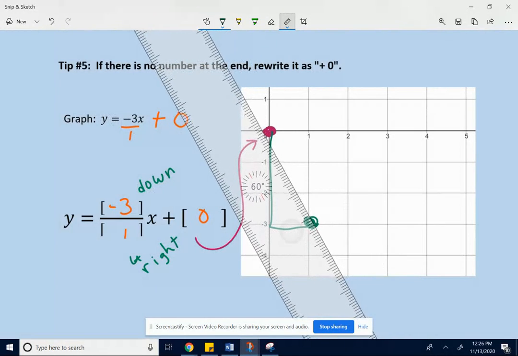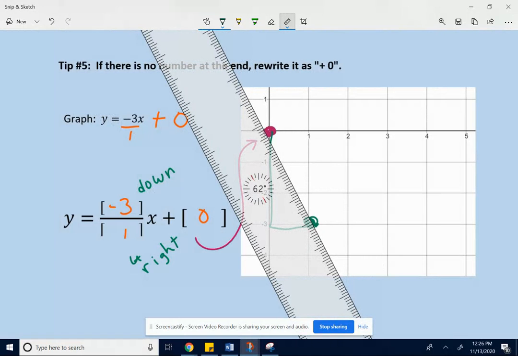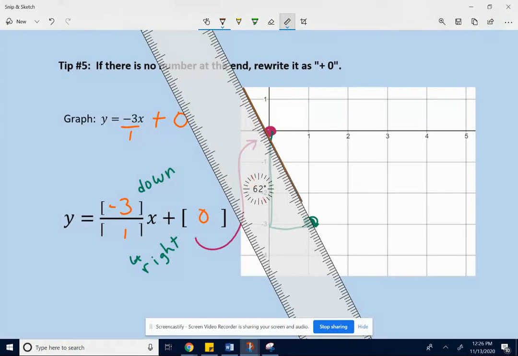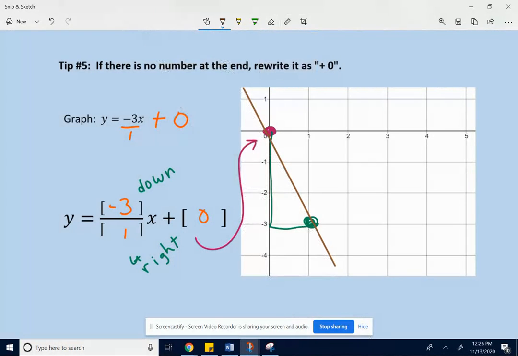Draw a straight line through those 2 points. Extend it, and draw arrows to show it goes on and on forever.